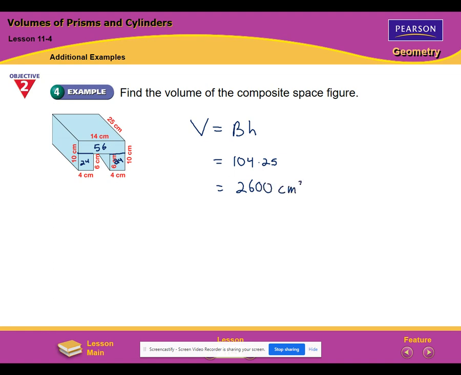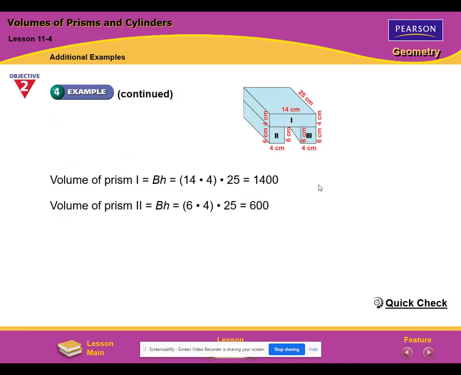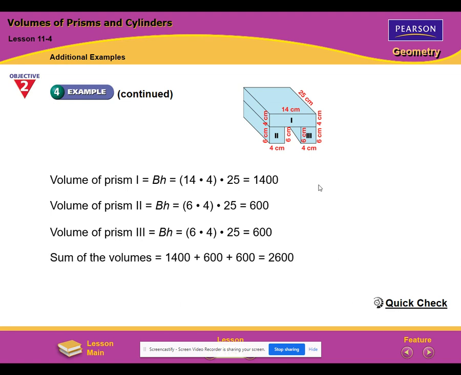centimeters cubed. Okay. Now, regardless of which method you used, any of the three, you should come up with the same answer. That is consistent. 2,600 centimeters cubed. See, they didn't even do it the way I did it. They did it the first way that I suggested.